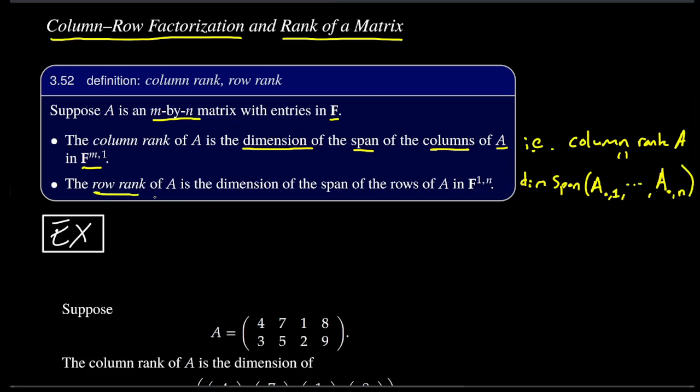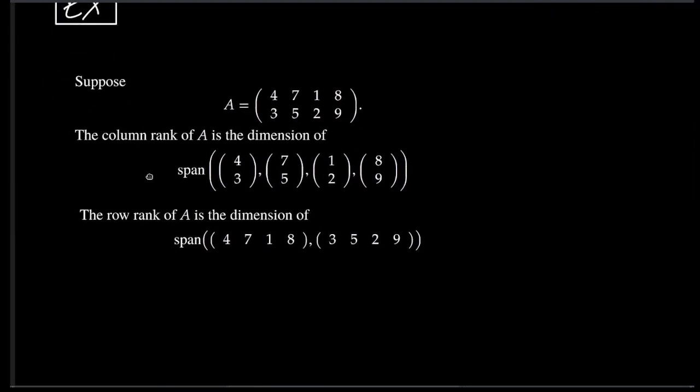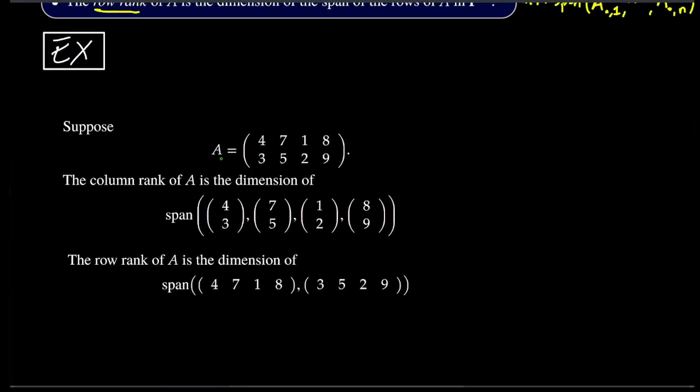Similarly, the row rank is the dimension of the span of the rows, now in F^(1,n) instead of F^(m,1). All right, fair enough. So here's the idea. Let's do an example. I just pulled this straight from the book. Let's take A to be this matrix right here, 4, 7, 1, 8, 3, 5, 2, 9.